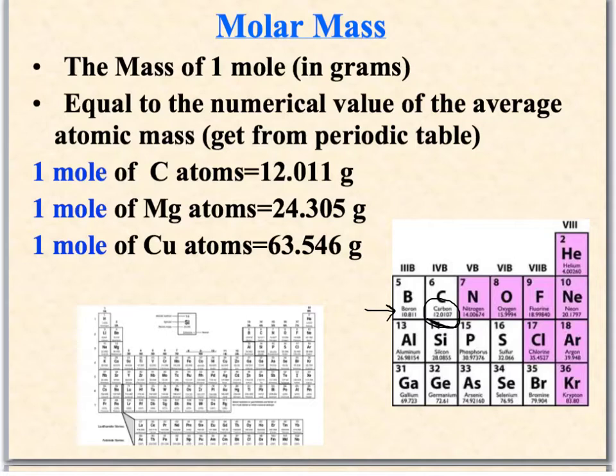Go ahead and use your periodic table and see if you can figure out how many grams of magnesium are in 1 mole of magnesium, and how many grams of copper are in 1 mole of copper. I'll give you a hint. Magnesium is here in the alkaline earth metals, and copper is here in the transition metals. The numbers that you find for the average atomic mass should match the ones given on the screen. And that average atomic mass that you find for each element is also equal to the molar mass, or the mass in grams of 1 mole of that element.